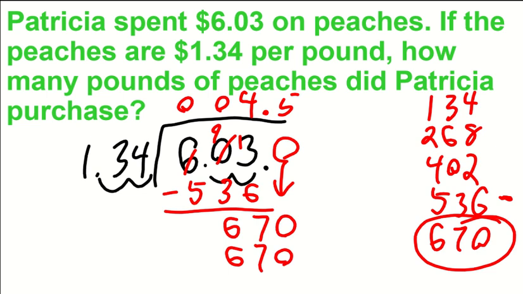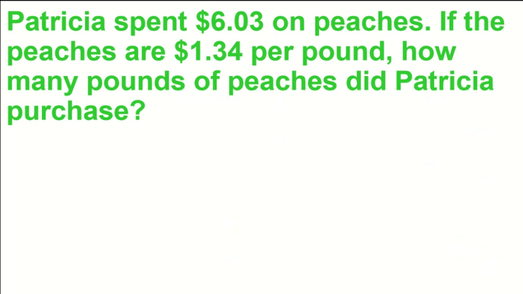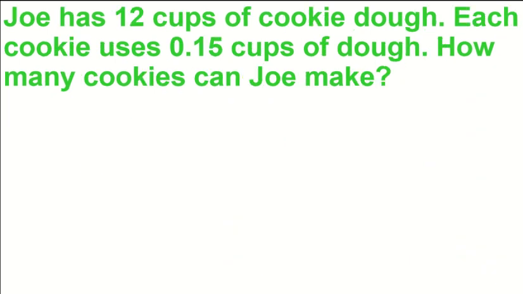Said it before, that list is helpful when you're dividing by numbers you don't automatically know how many times they go into it. Okay? Any questions on that? All right, try one more. Joe's making some cookies.